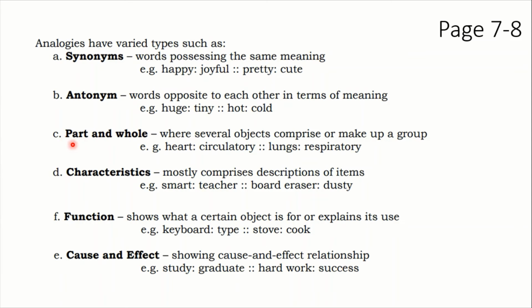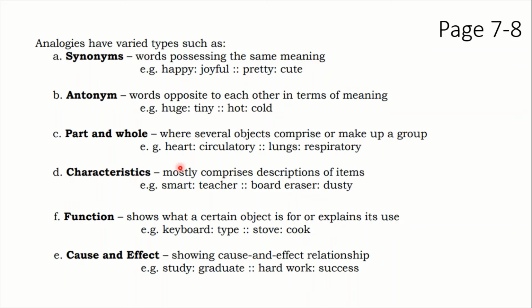It could also mean part and whole, where several objects comprise or make up a group. Example: a heart is to circulatory as the lungs is to respiratory. The heart belongs to the circulatory system of the body, and the lungs belong to the respiratory system of the body.